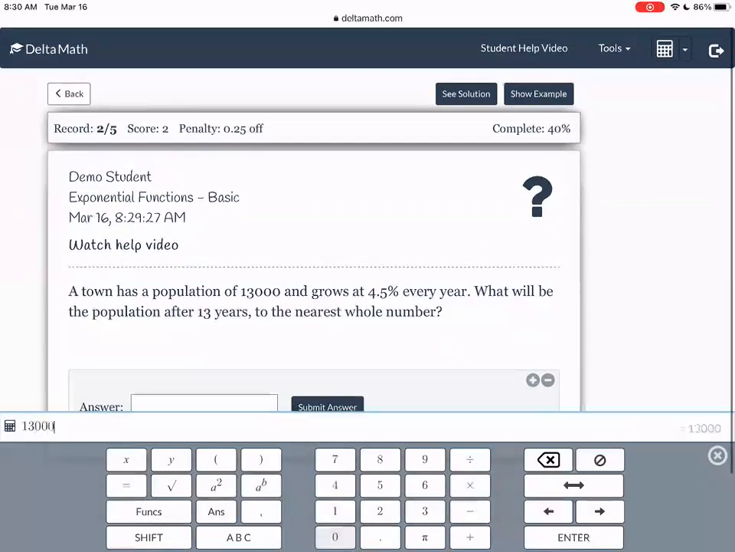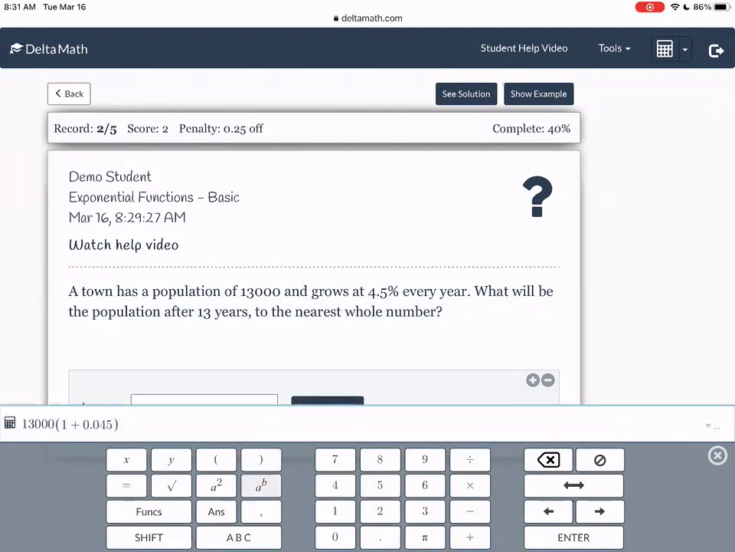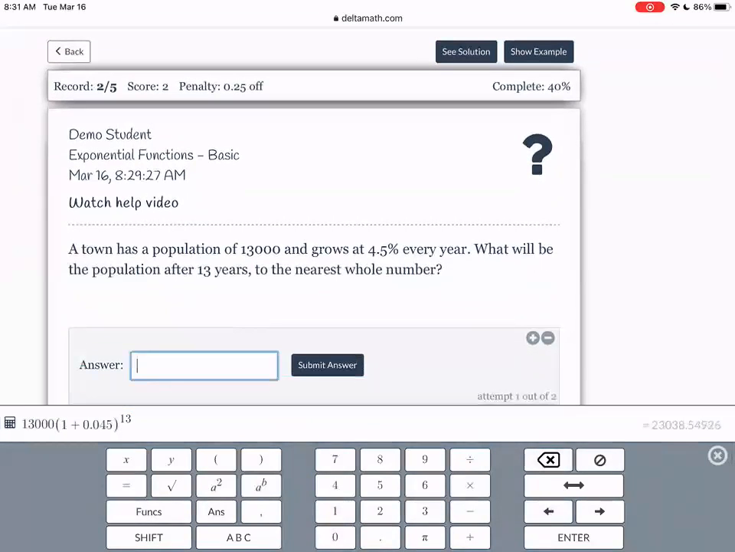So 13,000 and then 1 plus 0.045 to the power of 13. Oops. Oh no. Okay, there we go. And we're rounding it to the nearest whole number, so I'm going to put 23,039. So it's a 38.5 at the end. Remember that 5 is a big number, so then you round the 8 up to a 9. So it's 23,039.